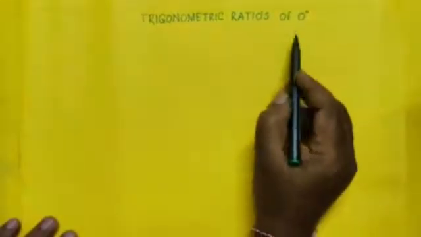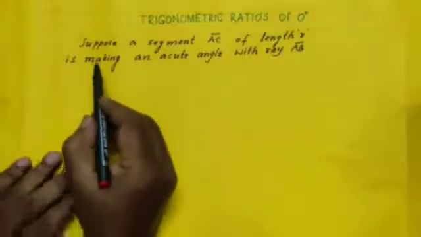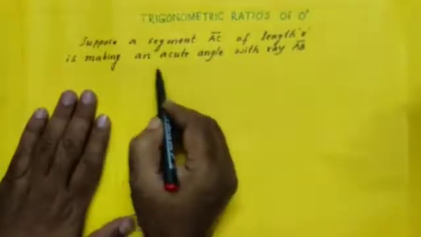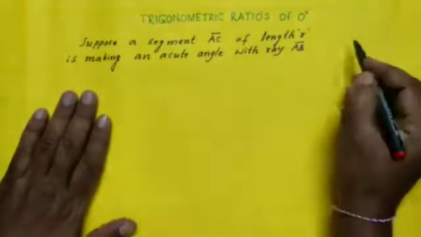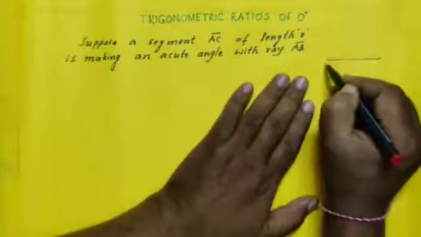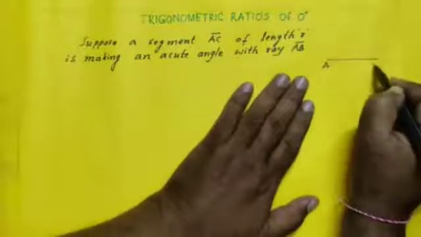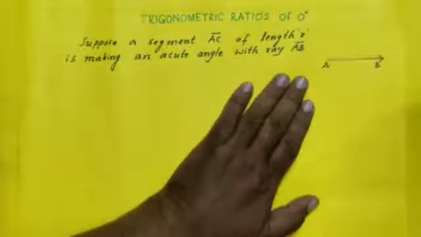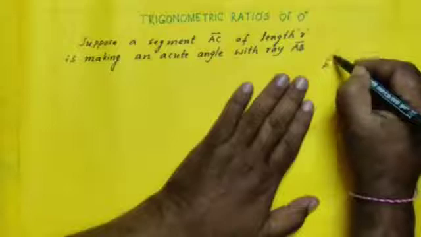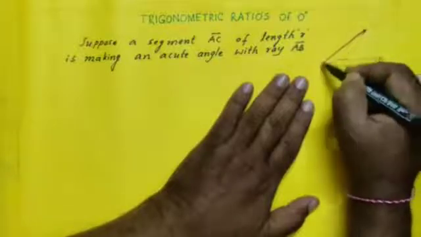Children, now we have to discuss the trigonometric ratios of 0 degrees. Suppose a segment AC of length R is making an acute angle with a ray AB. I am constructing the ray AB. This is AB, a ray. AC of length R is making an acute angle.